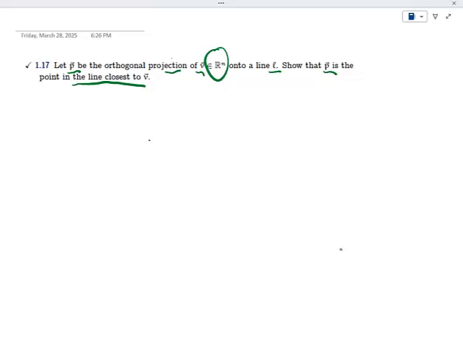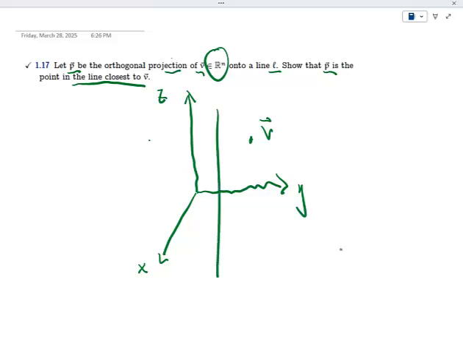All right, so it's good to draw a picture. Let's just draw a picture in 3 dimensions. Okay, so this is my Z, Y, X. And I'll take a point out here, point V. So there's a point in space, V, and then there's some line. The orthogonal projection would be projecting down here, perpendicular to this line. So here's the point P. Now I want to show that P is the closest point to V on the line.